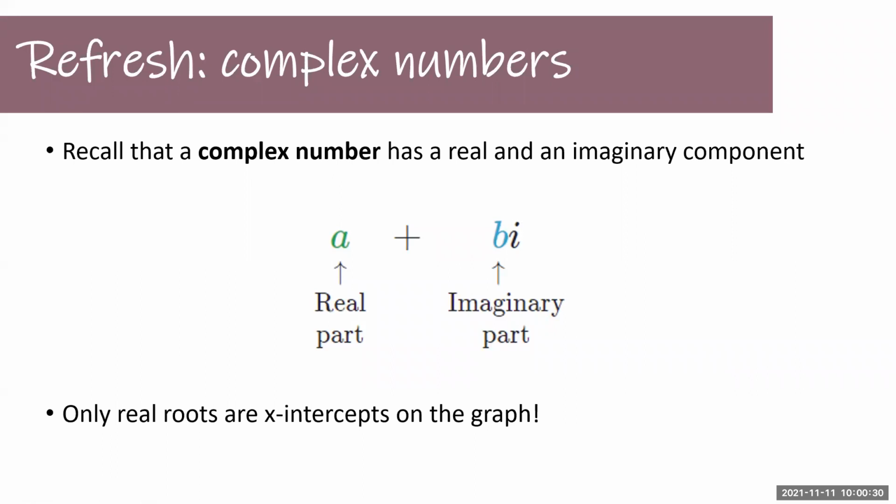When we look at a graph, remember that our roots are our x-intercepts, but only the real numbers are going to show up as x-intercepts because we can only graph a real number, right?